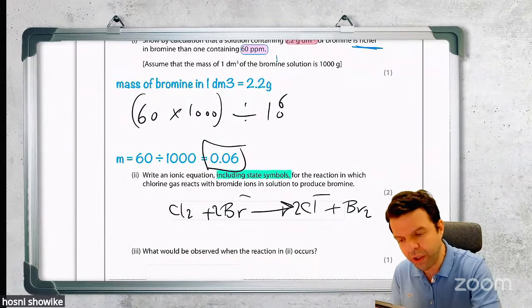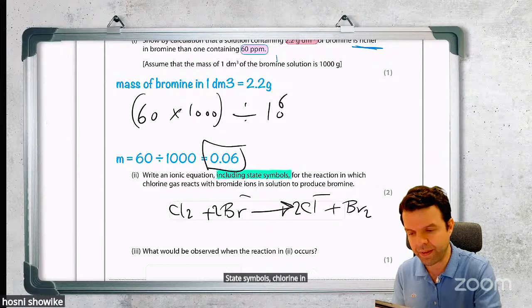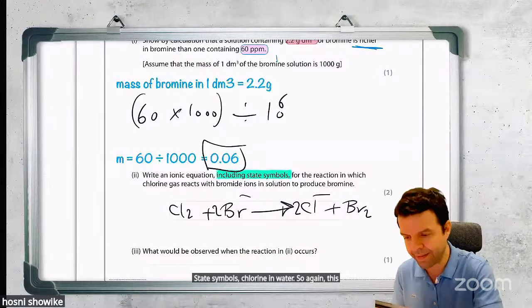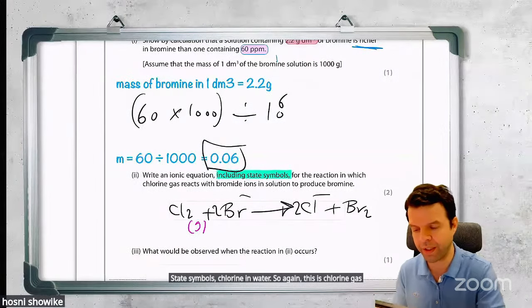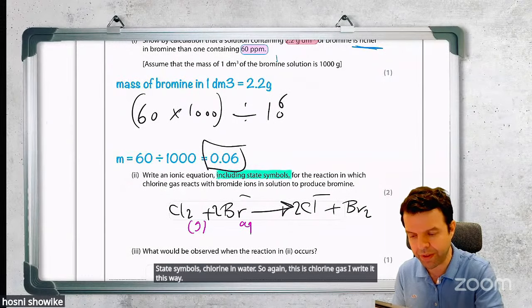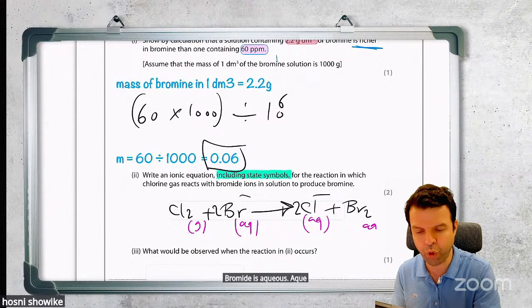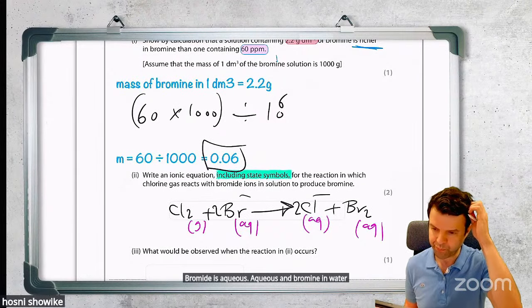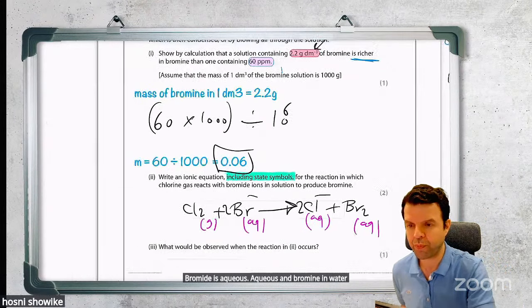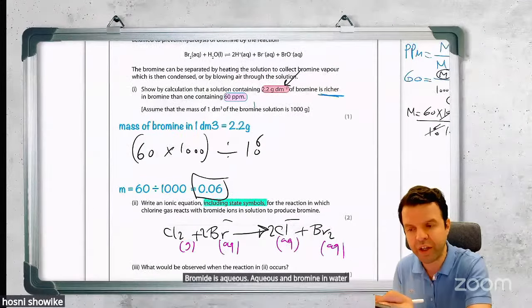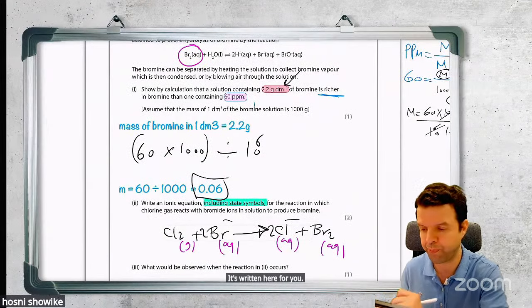State symbols: chlorine in water. So again, this is chlorine gas. I'll write it this way. Bromide is aqueous, and bromine in water. Okay? It's written here for you, by the way, bromine.